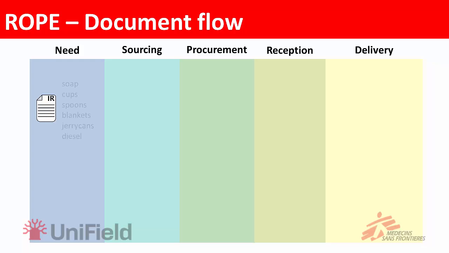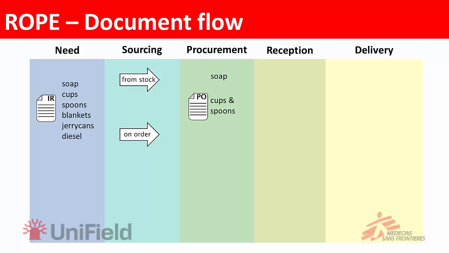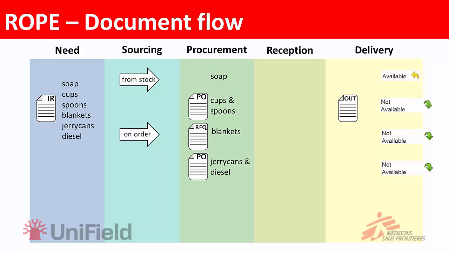So in this special case, we'll start with an internal request, IR, for soap, cups, spoons, blankets, jerry cans, and diesel. During the sourcing, we can take some items from stock, like the soap, and for others, we will have to create an order. So we will create one PO for cups and spoons to one supplier. We'll create an RFQ for blankets to another supplier. Then we'll create a PO for jerry cans and diesel to coordination. This will create an OUT, which is the document to deliver the items.